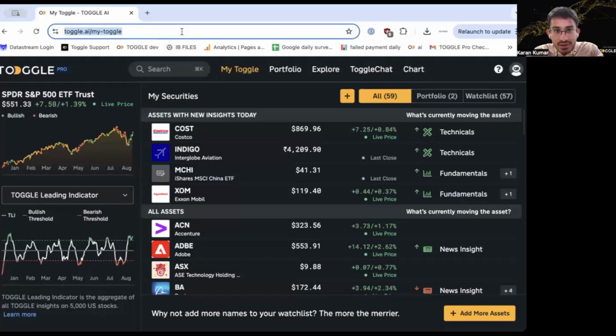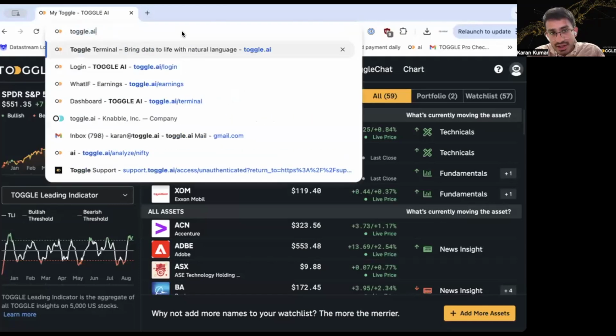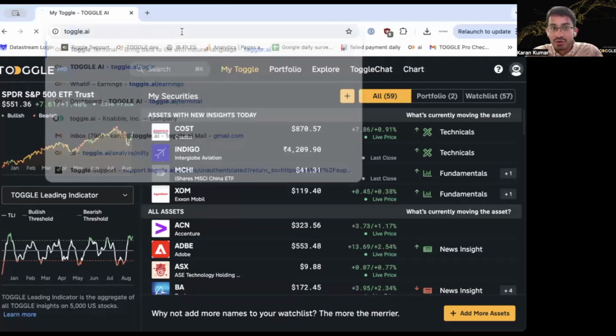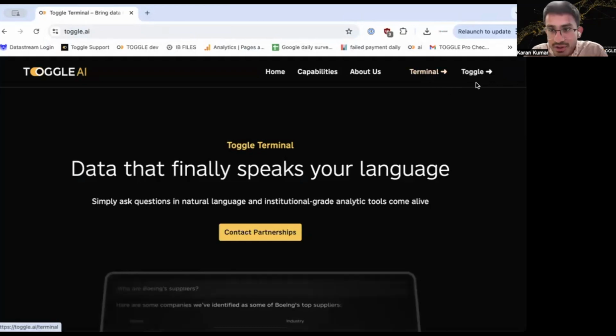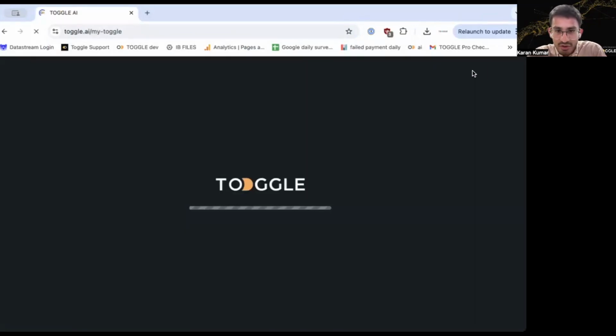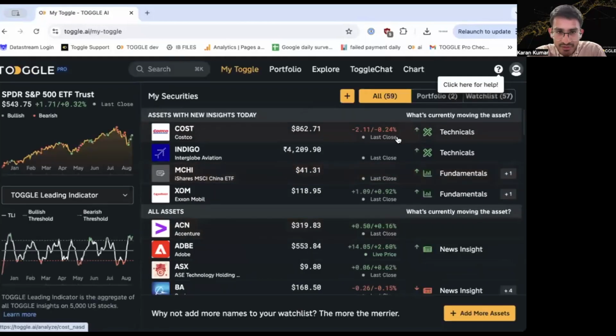Awesome. So with that, I will share my screen and let's get started on the Toggle tour. So the best place to access the website is from toggle.ai/login. Well, actually now you can go to toggle.ai because from toggle.ai now you'll see two buttons at the top right, terminal and toggle. So you want to go to toggle because that is that legacy platform and that'll take you into the platform. The first page you land on is the My Toggle page.